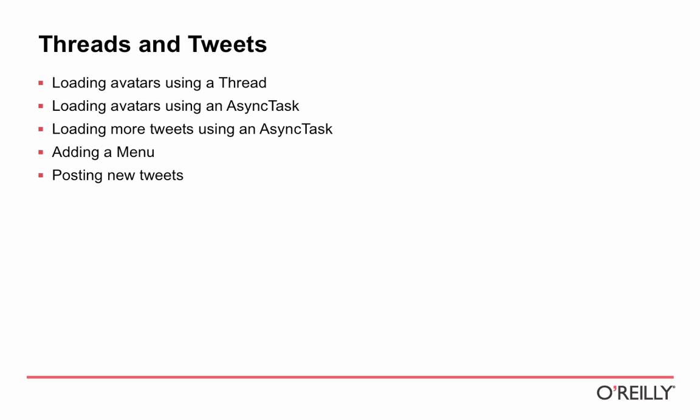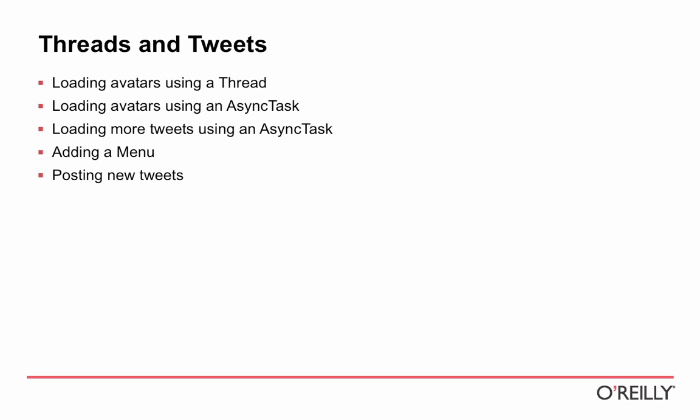So to continue on with that theme, we're going to talk about loading avatars for each tweet that shows up in the table view there, or the list view. We're going to load them on a thread, and then we're going to talk about some of the issues there with using threads for more than one background task at a time. Up till now, what we've done is just load one thing in the background at a time.